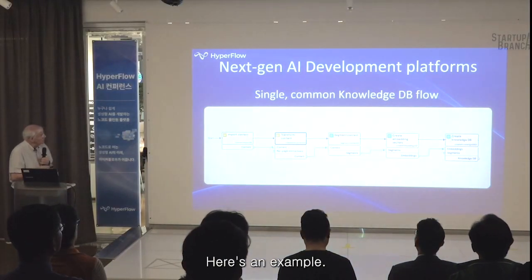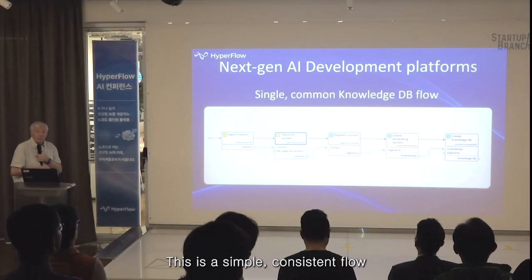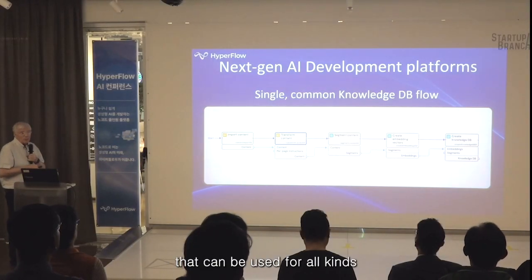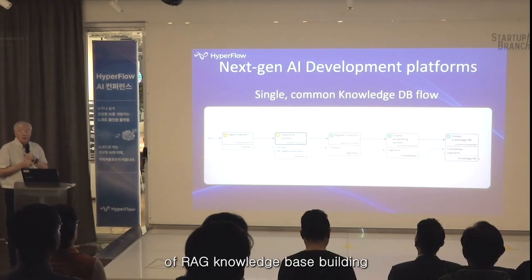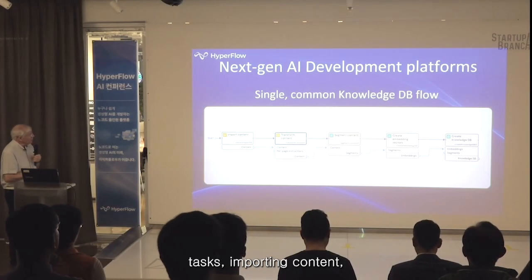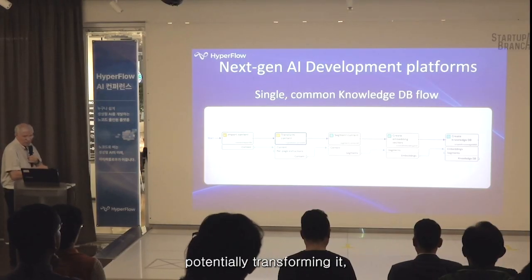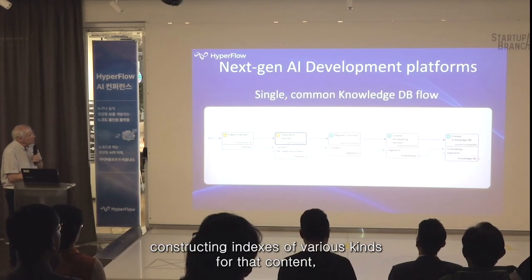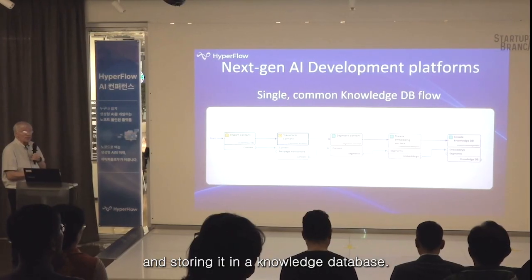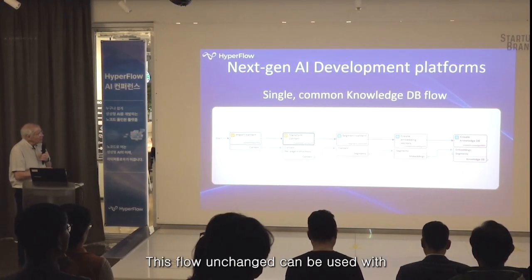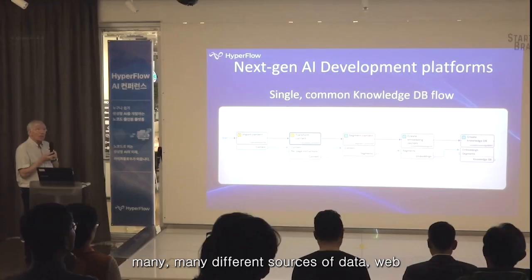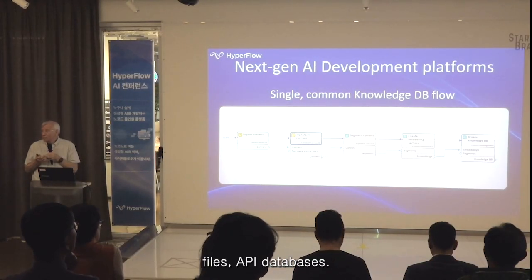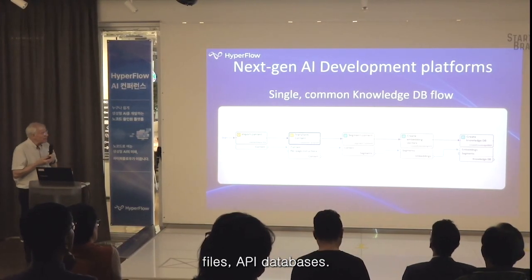Here's an example. This is a simple, consistent flow that can be used for all kinds of RAG knowledge base building tasks. Importing content, potentially transforming it, breaking it up into knowledge segments, constructing indexes of various kinds for that content, and storing it in a knowledge database. This flow, unchanged, can be used with many, many different sources of data: web, files, API, databases.